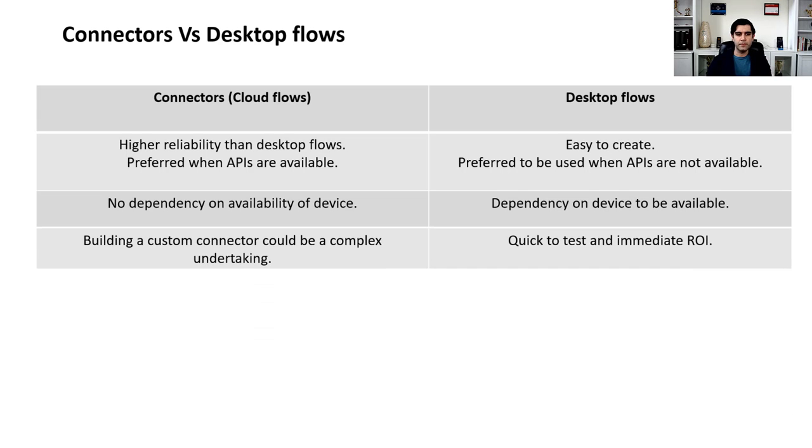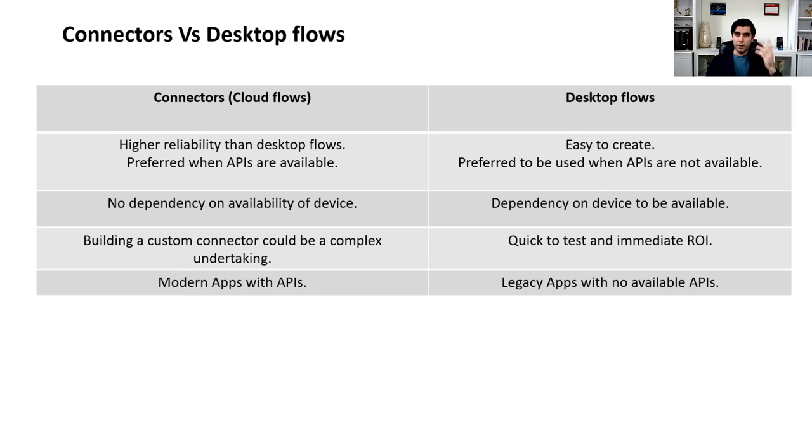In case of connectors, you can build custom connectors in case none of the existing 450 plus connectors meet your needs. However, building a custom connector could be a complex undertaking for a lot of organizations. On the other side, desktop flows are quick to build, easy to test, and there is an immediate return on investment. Modern apps that have APIs leverage connectors. Desktop flows are meant for legacy apps that have no available APIs.